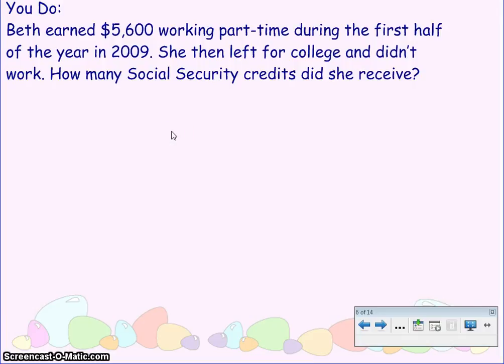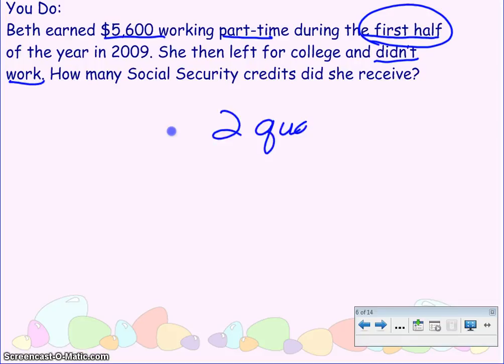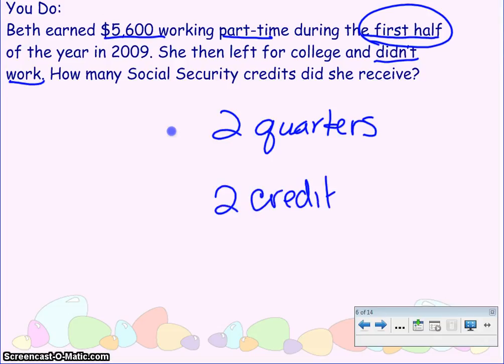All right, looking at this one, Beth earned $5,600, which is clearly over the $4,360 we saw that she had to make. But there are some differences here. She worked part-time the first half of the year, and then she left for college and didn't work. This is key. If she only worked for the first half of the year, she worked 2 quarters. She did earn enough for those 2 quarters, so in this case, she earned only 2 credits because she did not work the second half of the year. That one's a little catchy.